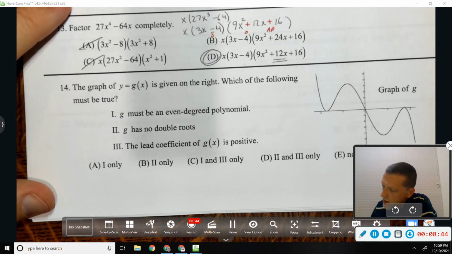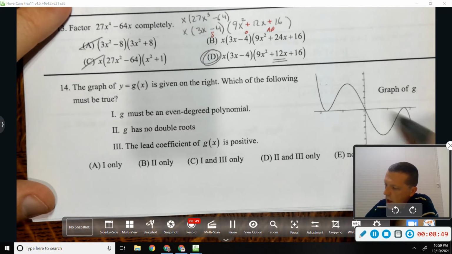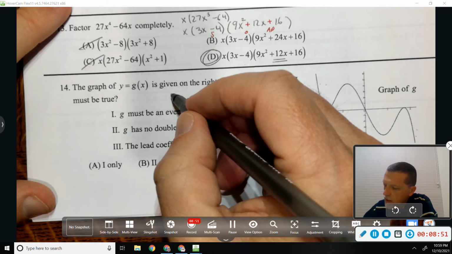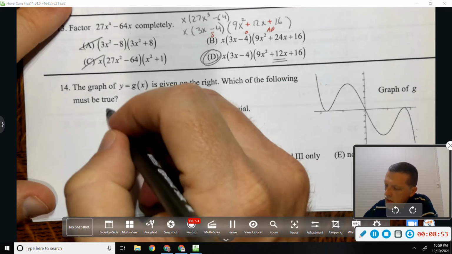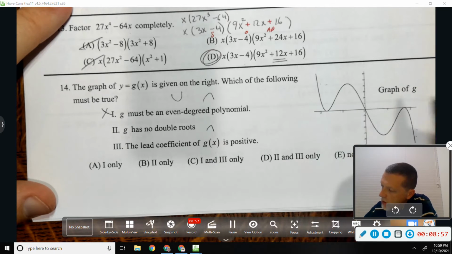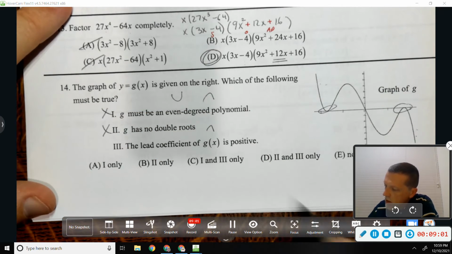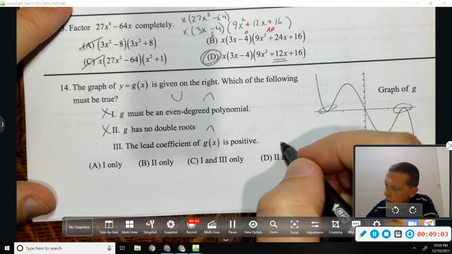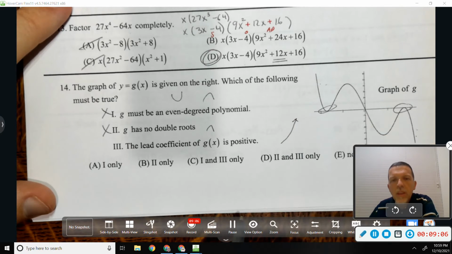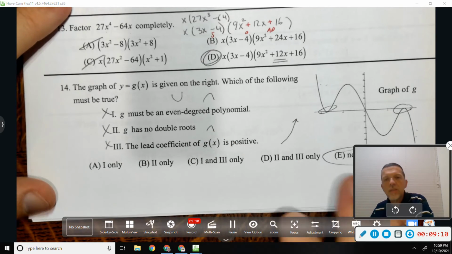14. Even degree would be no, because the ends are doing opposite things. Even degree means the ends do the same thing, so that's out. A double root is a bounce root, so it has 2 double roots. So that one's out. Lead coefficient is positive, that would mean it would end going up, and that doesn't happen, so that's not true. So none of the above.